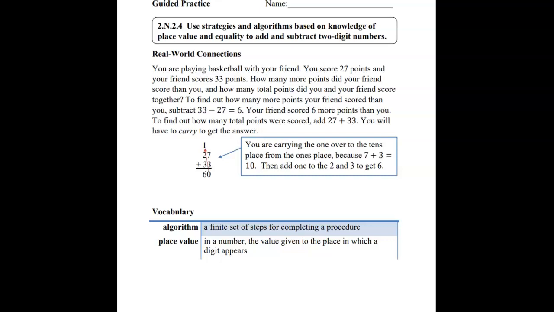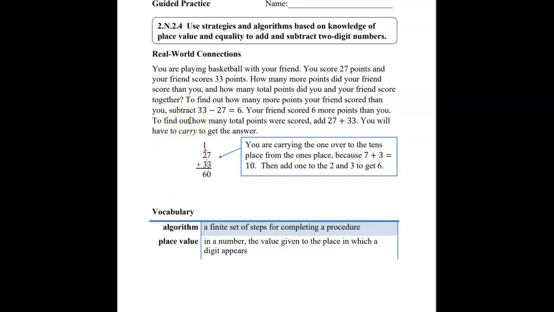To find out how many total points you scored, that's an addition problem. And we're going to take 27 plus 33. But you're going to have to carry to get the correct answer. You don't want to make a whole bunch of tally marks, so you need to line up your problems like it's written here and then learn to carry.